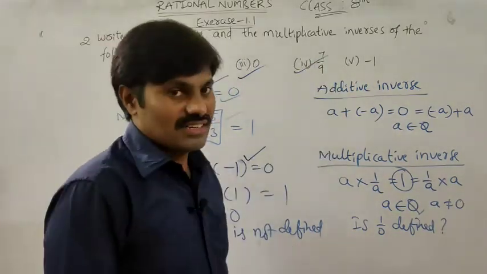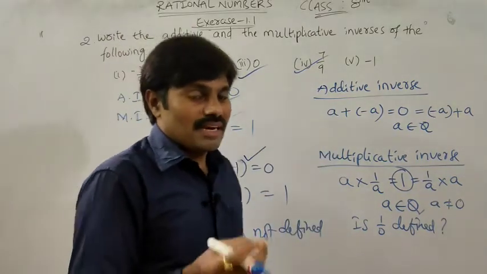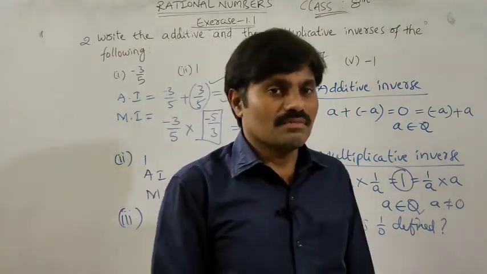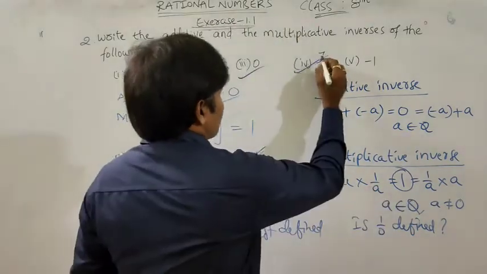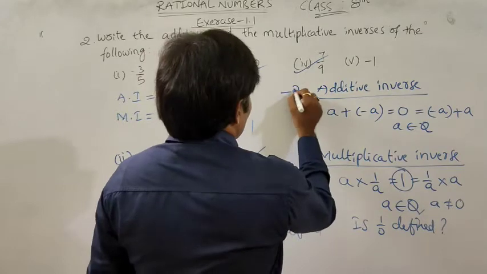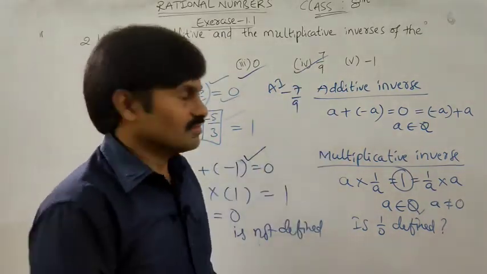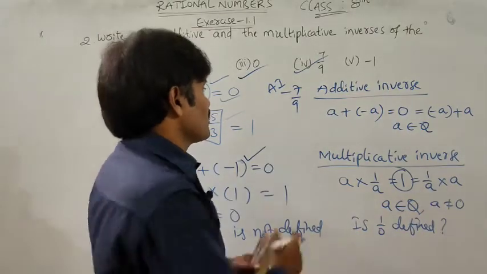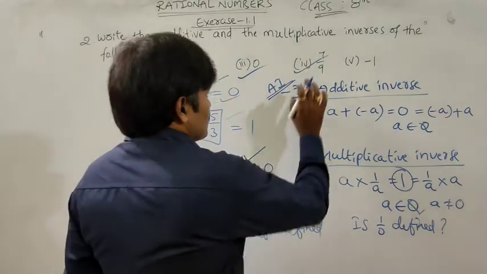Can you guess what the additive inverse of 7 by 9 is? Just change the sign. When we are asked for the additive inverse, we only need to change its sign. So 7 by 9 becomes minus 7 by 9. This is the additive inverse of 7 by 9. Additive inverse of 7 by 9 is minus 7 by 9. Clear? Just change the sign only.